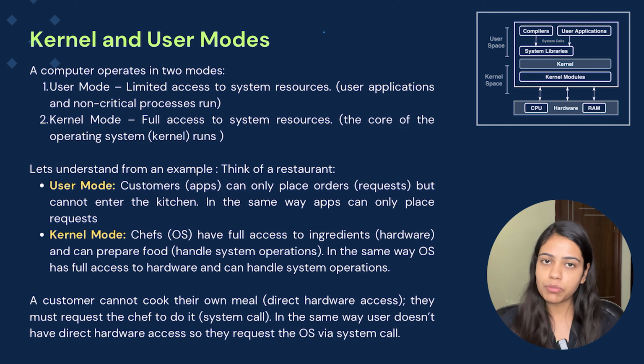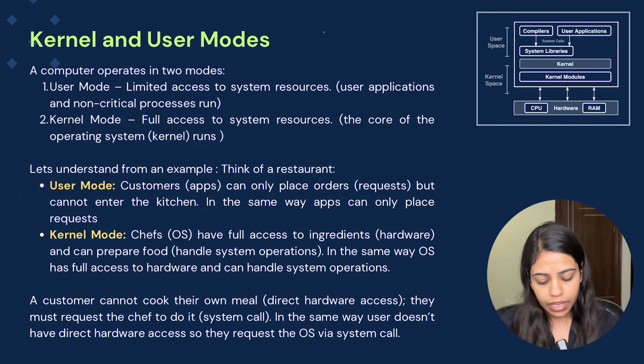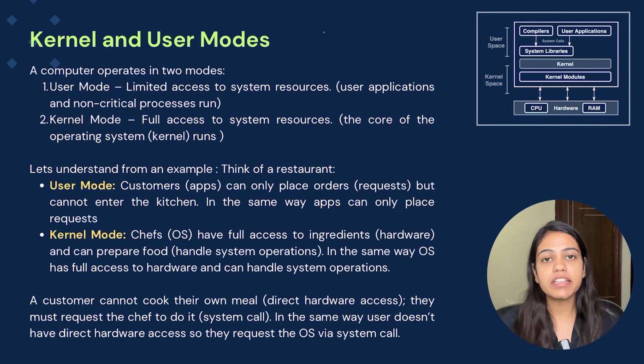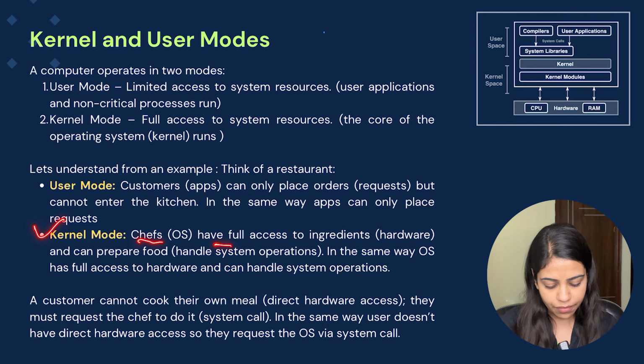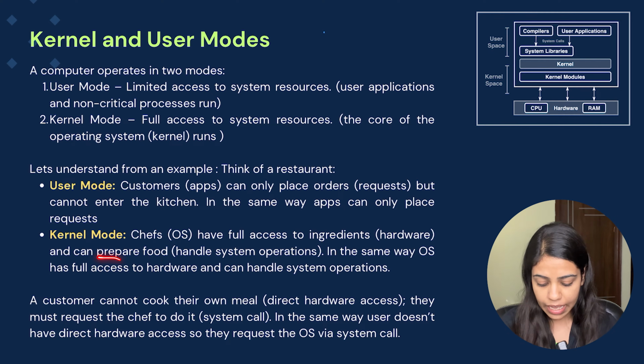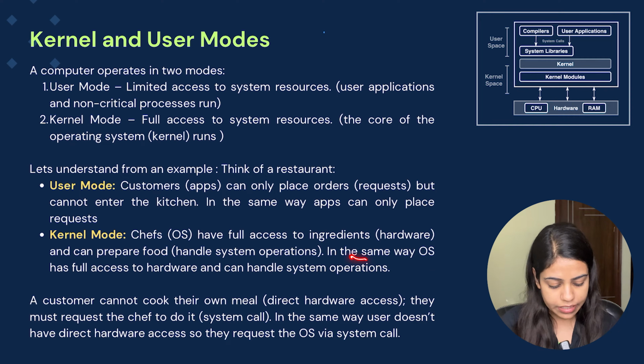Now let's understand from an example. Consider an example of a restaurant. Customers can only place orders but cannot enter the kitchen. So, this is an example of a user mode because in the same way, apps can only place a request. So, if there is any application, they can only place a request. They can't go ahead and process that particular request. Now, coming to the kernel mode, chefs have the full access to the ingredients and can prepare food. In the same way, operating system has full access to the hardware and can handle the system operation.